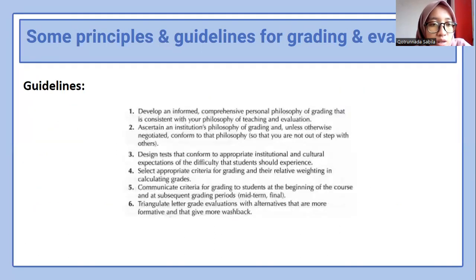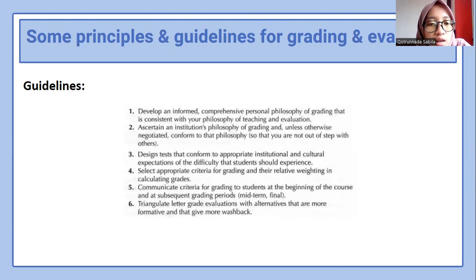And then about the guidelines, the following principled guidelines should help you be an effective grader and evaluator of students' performance. First, develop an informed and comprehensive personal philosophy of grading that is consistent with your philosophy of teaching and evaluation. And then ascertain the institution's philosophy of grading and, unless otherwise negotiated, conform to that philosophy so that you are not out of step with others. And then design tests that conform to appropriate institutional and cultural expectations of the difficulty that students should experience.